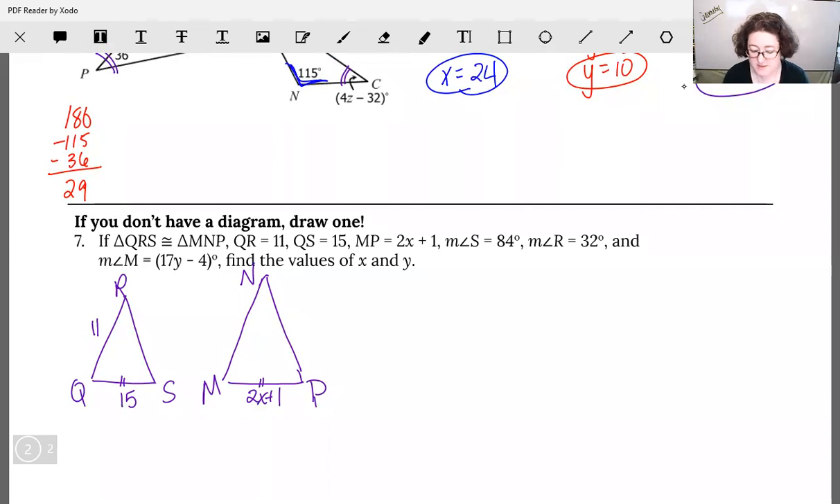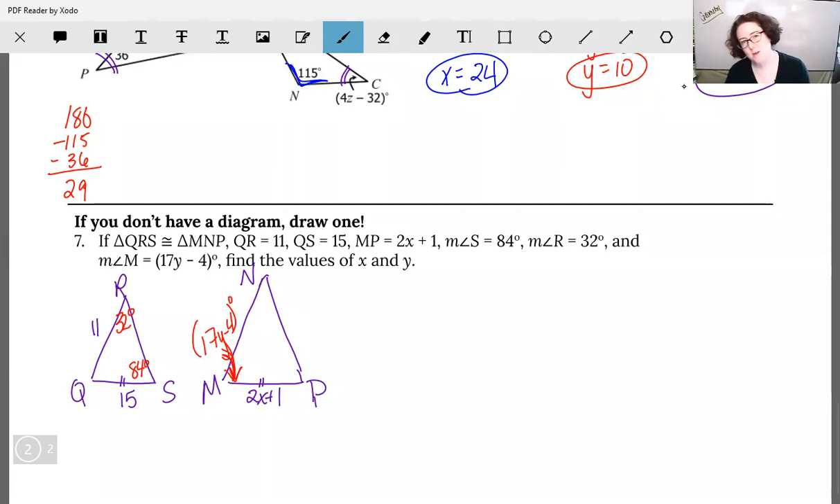Okay, we also, now they started giving me angles. I'm going to switch over to red. So angle S is 84 degrees. Angle R is 32 degrees. And angle M, not quite enough room, 17y minus 4 degrees. So that goes in the corner.